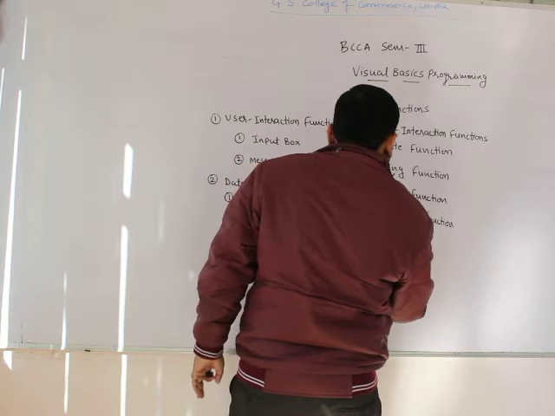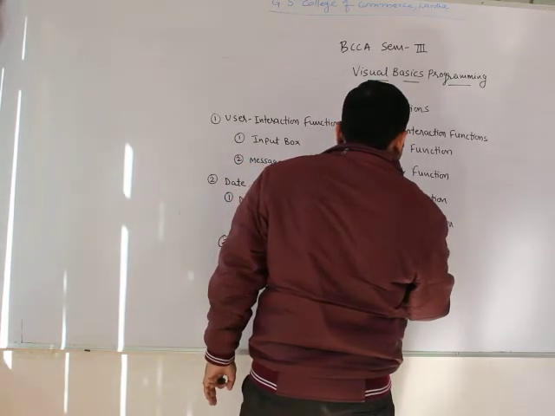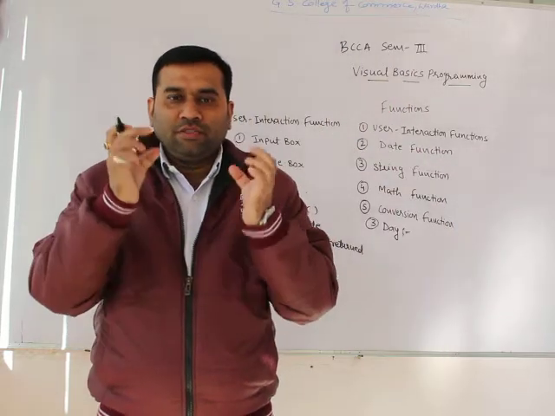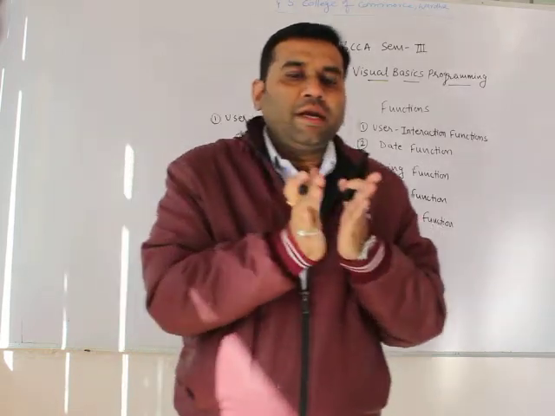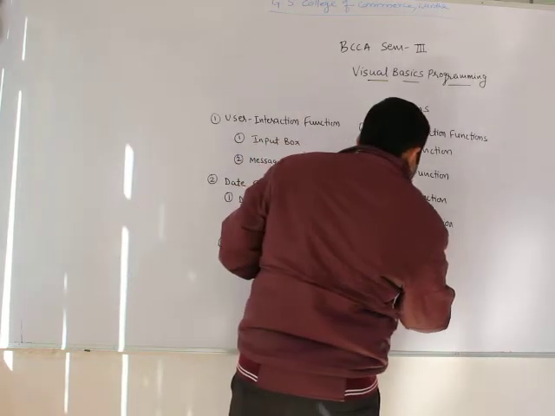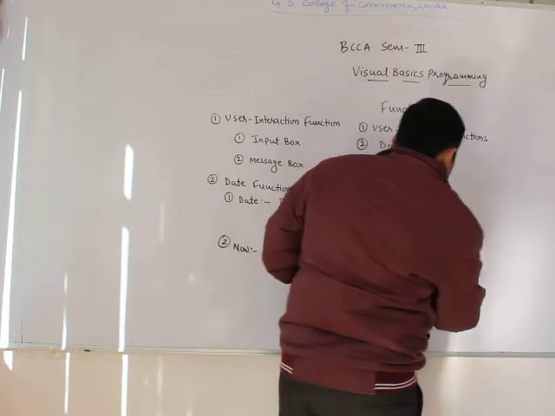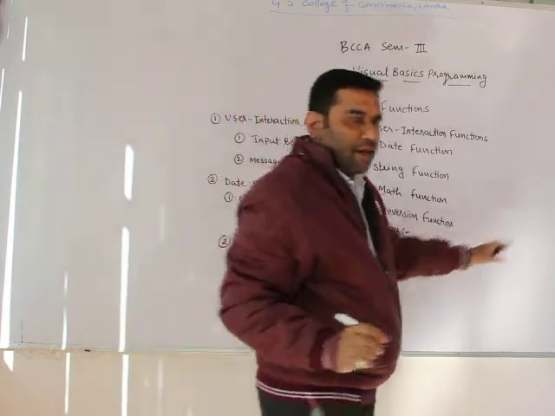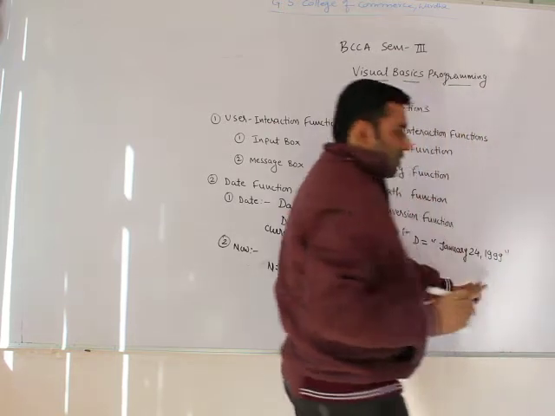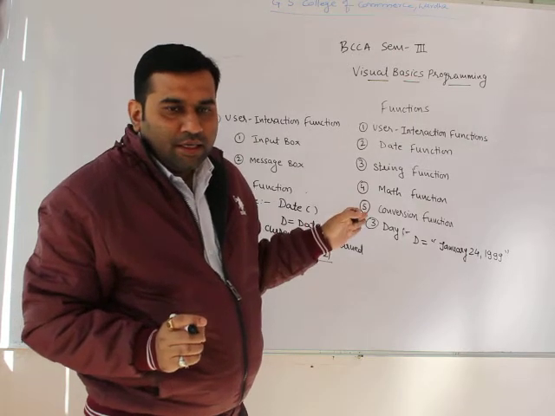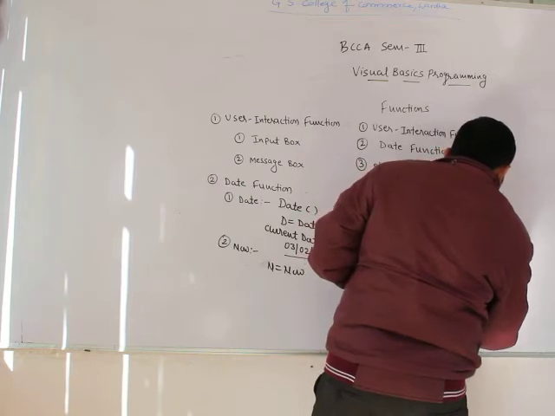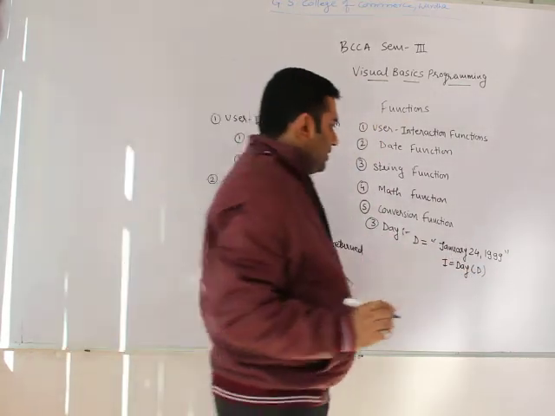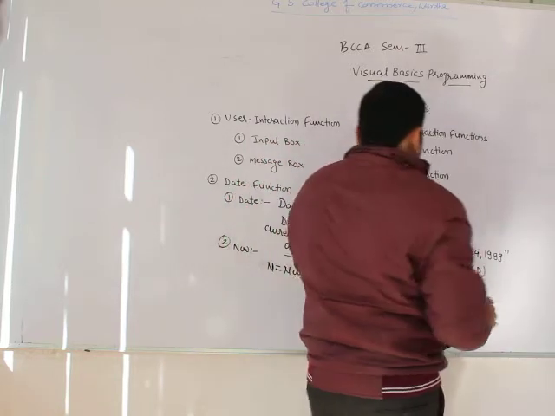Next, third is Day. Day returns whole numbers between 1 to 31, representing the day of the month. Suppose d = January 24, 1990, then i = Day(d). The function will return i equal to how many days? 24, in the January month.